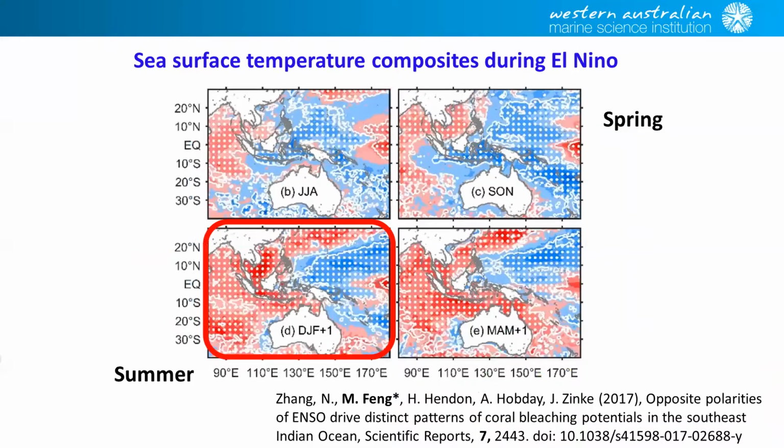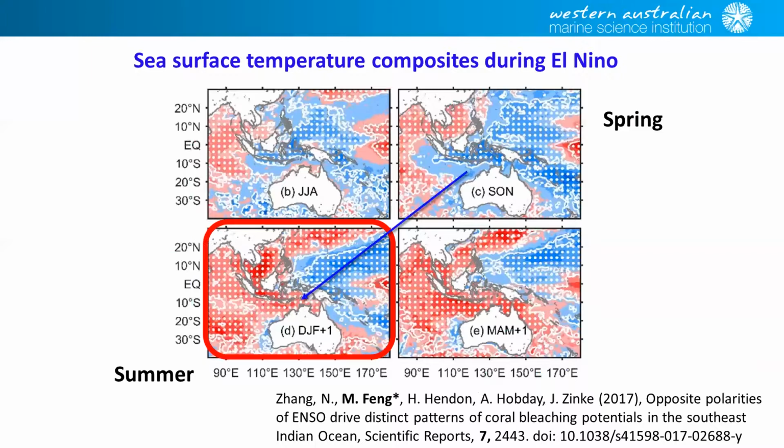When we do a composite, we select about 6 El Nino events and 6 La Nina events. Here I only show the El Nino events. There's a transition from a little bit of cooling in September, October, November, the winter to spring period, to a very strong warming of the northern Australia region in December, January, February of the following year. That's a paper we published recently in Scientific Reports, for people who are interested to read.